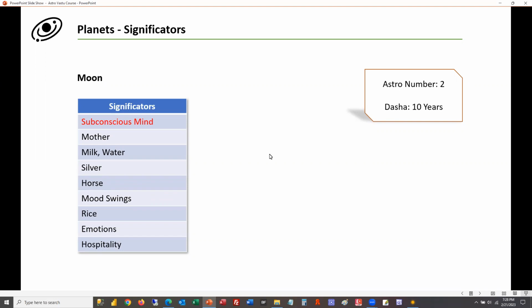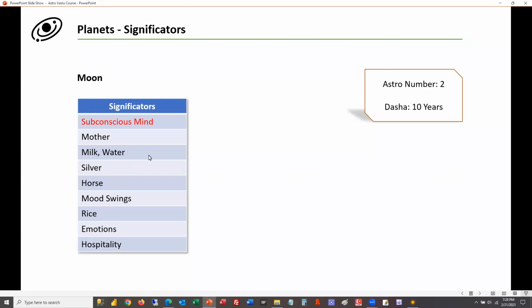When blood is inside the body, it is represented by moon. When blood comes out of the body, meaning there is a cut, there is an accident or whatever, in that case, it is represented by Mars. So this is how you will differentiate. Even if there is a significator which is represented by multiple planets, you will always see the context and then assign the planet. So blood inside the body is moon. Any liquid in general is moon.